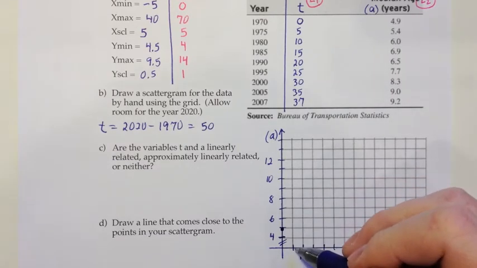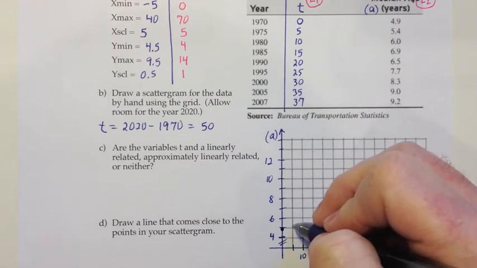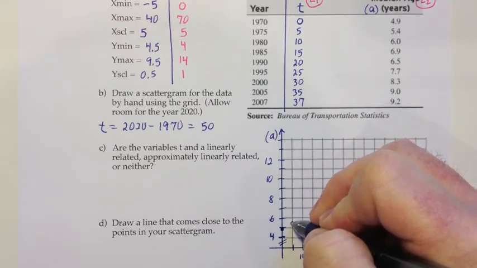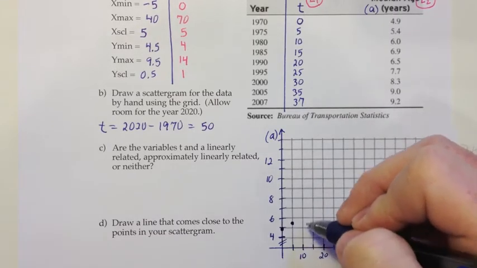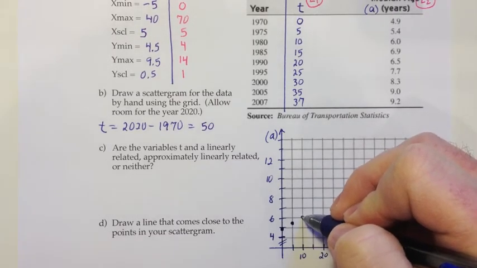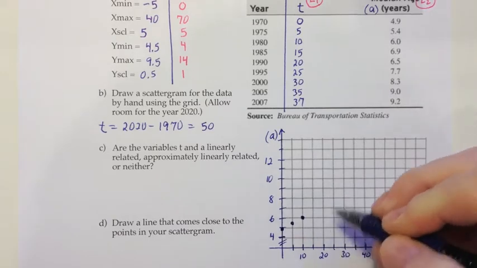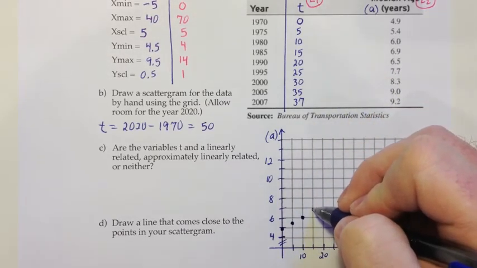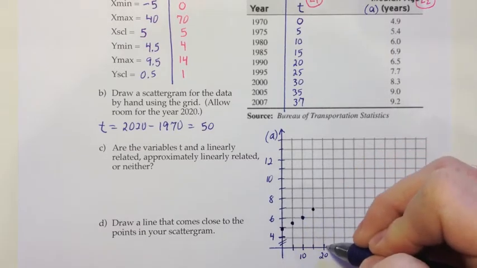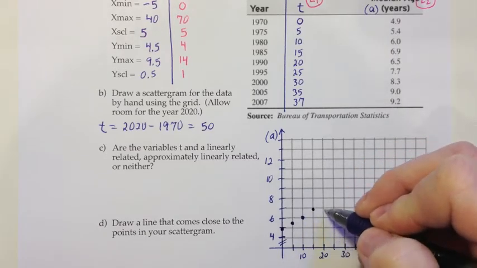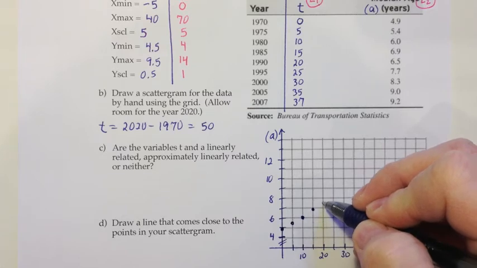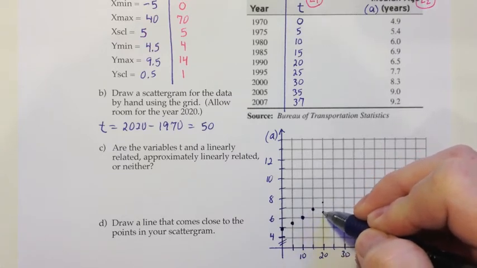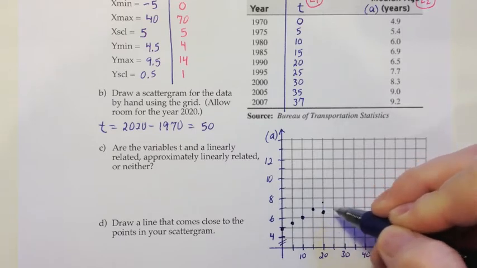The next one is over 5 and up to 5.4, so maybe just a little less than halfway from 5 to 6. And then over 10 up to 6. And over, let's see, our next one, 15 and 6.9. And then 20 and 6.5. So I'm sorry, this was 6.9, so 6.5 would be right about here.